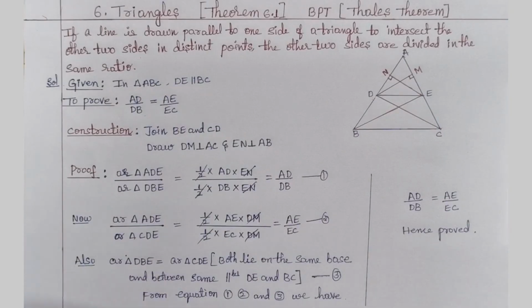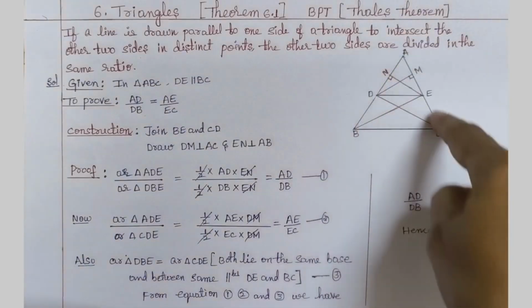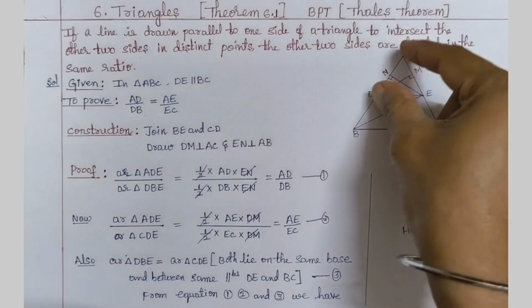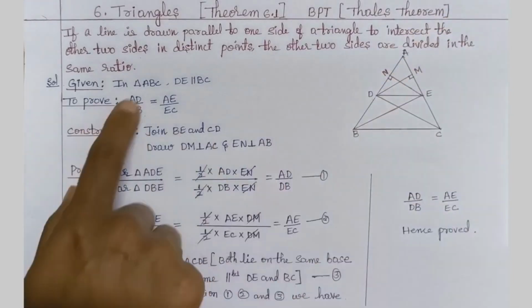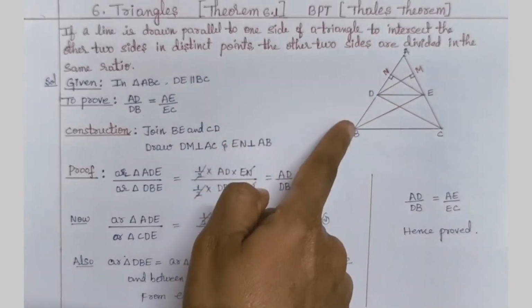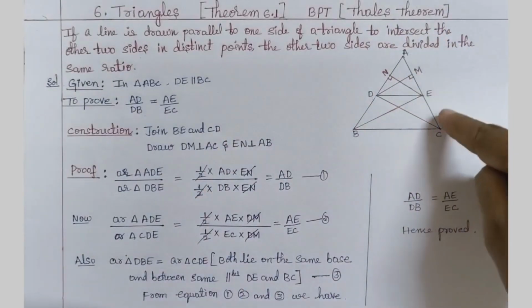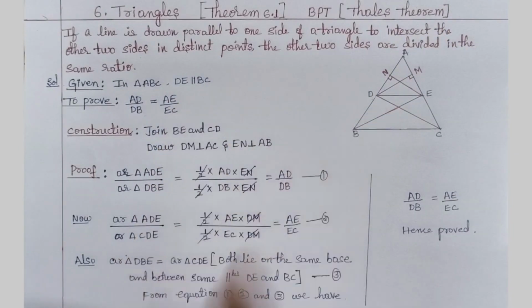Next we will write to prove. To prove, what is there? These 2 lines are in the same ratio. So that means what? AD by DB is equal to AE by EC. That one you write here. AD by DB is equal to AE by EC. So that one you write as to prove.